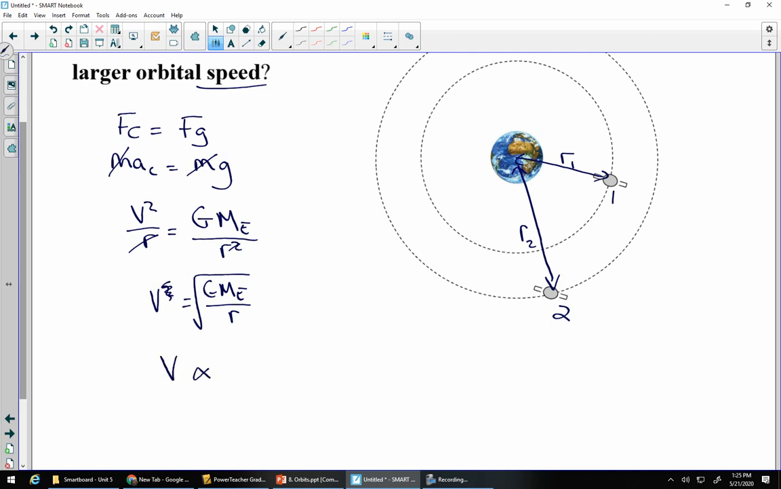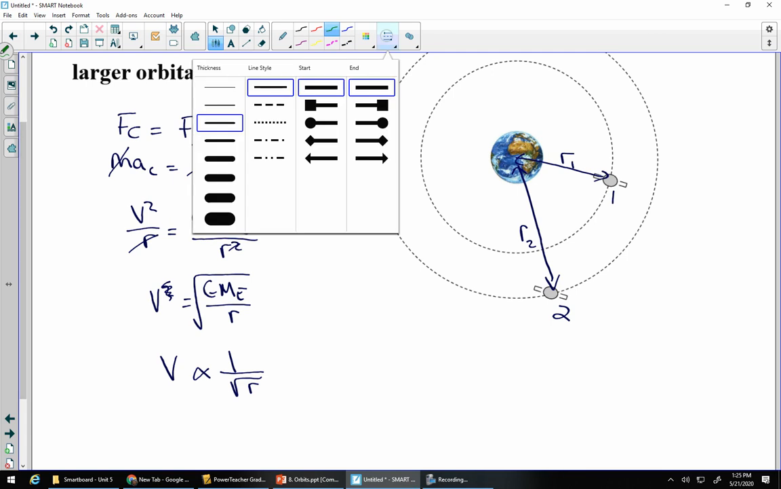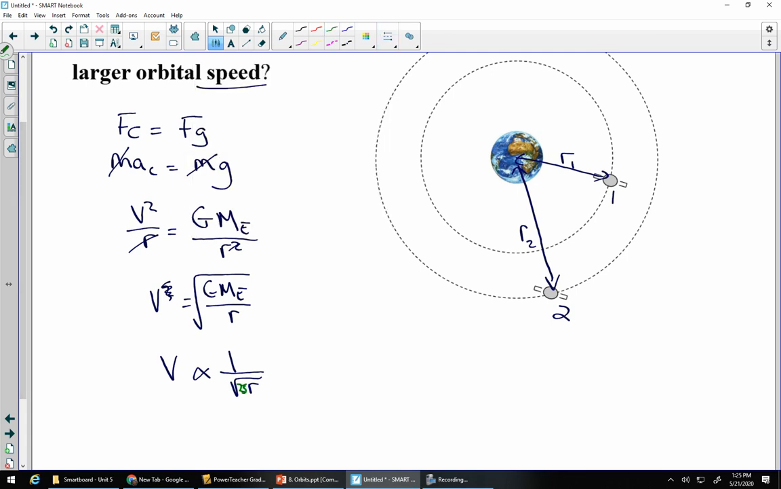Now I can look at the relationship. V has an inverse relationship with the square root of R. So let's think about what that means for a second. As the radius gets bigger, what happens to the speed? Let's say that we multiply the radius by 25. That's quite a bit bigger of a radius. What would I have to do to the speed? We'd have to divide by the square root of 25, or divide by 5.